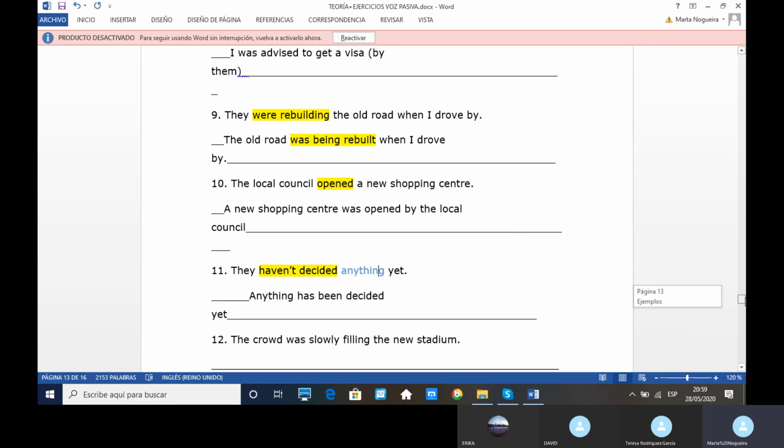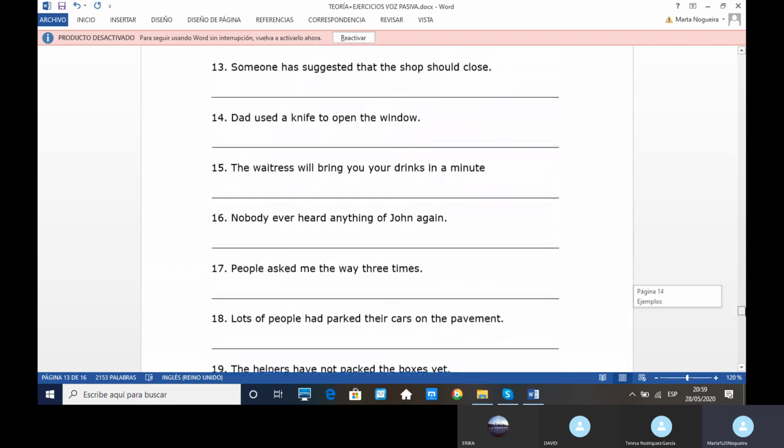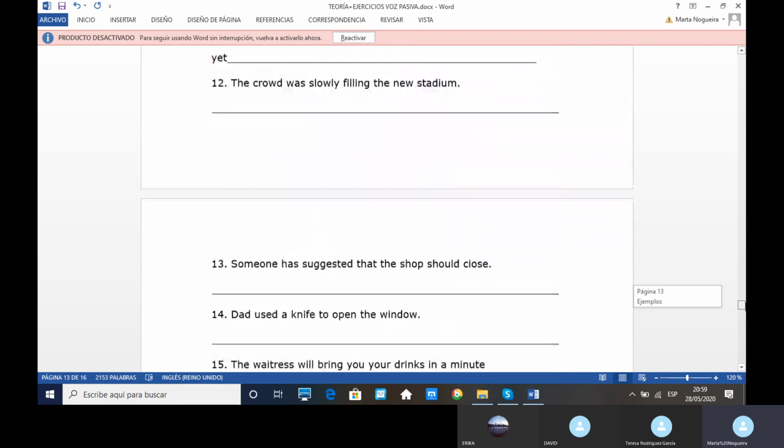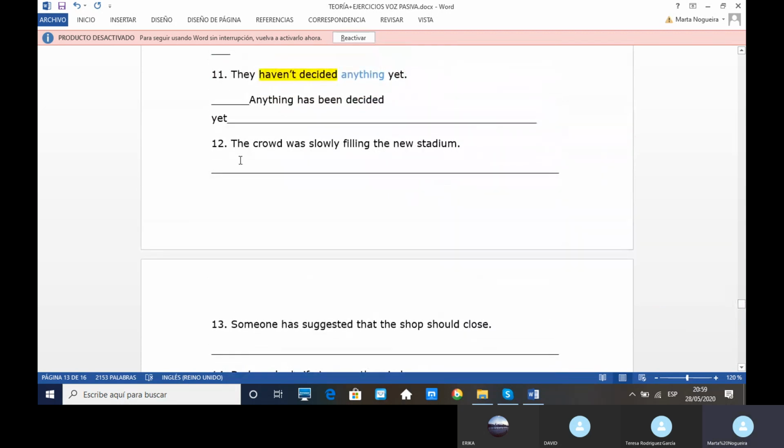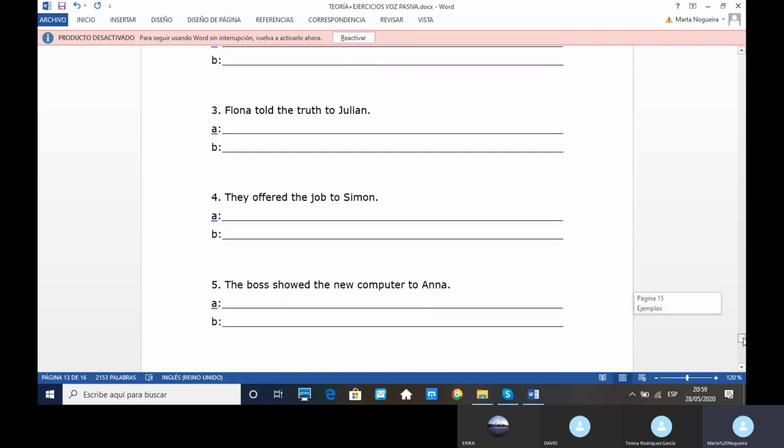De deberes, ¿qué tenemos de deberes? A ver. Son muchas. No, son muchas. Venga, de deberes hasta la 20. Just that. Entonces, hacemos desde la 12, me voy a apuntarlo. Desde la 12 a la 20 incluida. From 12 to 20 and that's it. No hacemos más de pasiva. Haremos a lo mejor 5 el próximo día.